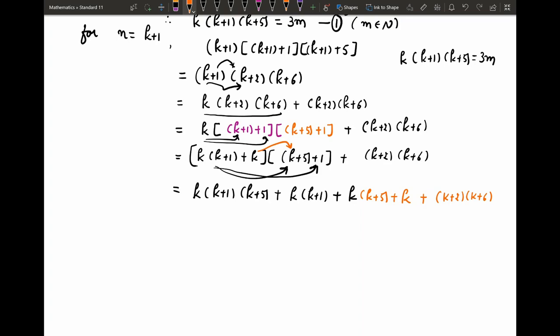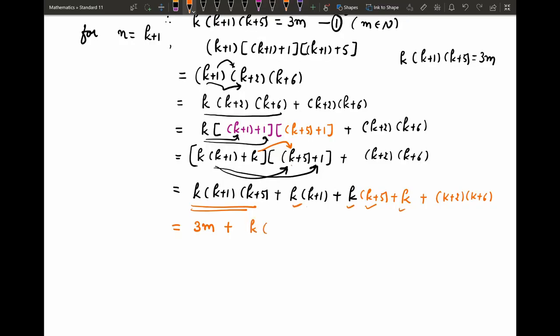So it is ordinary multiplication. First k into k plus 1 into k plus 5. Next term is k into k plus 1 into 1. So this term. Remaining k into k plus 5. So this term. And remaining k into 1. For this one, using result 1, we can put value as 3m. So for first term, no problem. We can show that coefficient is 3.